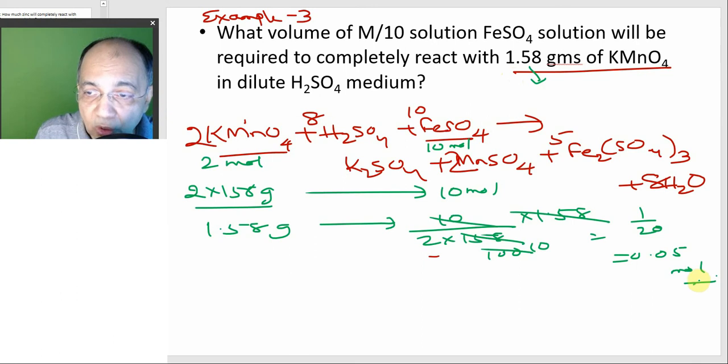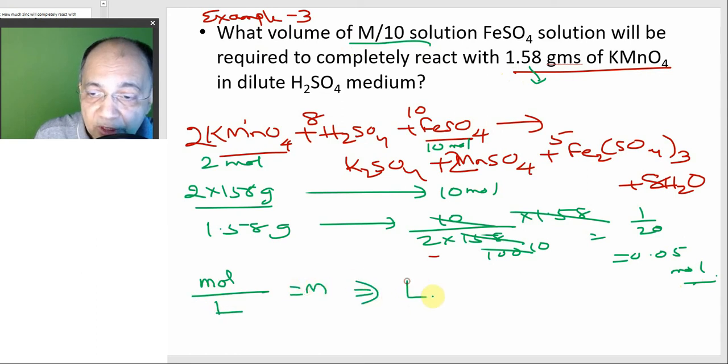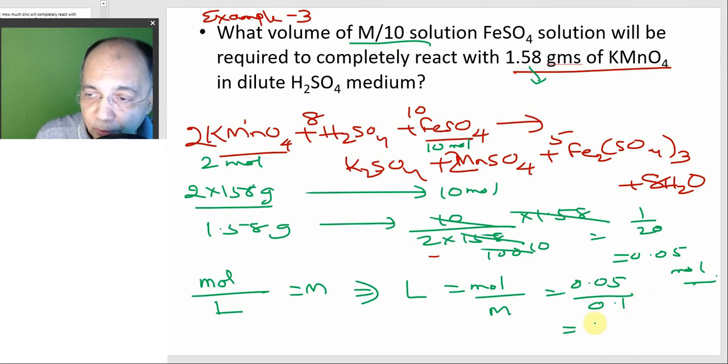So if the molarity is known and the number of moles present in that solution is known, then can you not find out the volume? Number of moles by volume in liter is molarity, which implies the volume in liter is equal to number of moles by molarity. Number of moles of ferrous sulfate required is 0.05. The molarity is decimolar, means 1 by 10, which is 0.1. So that will be 0.5 liters, which is equal to 500 milliliters. Got it? Right?